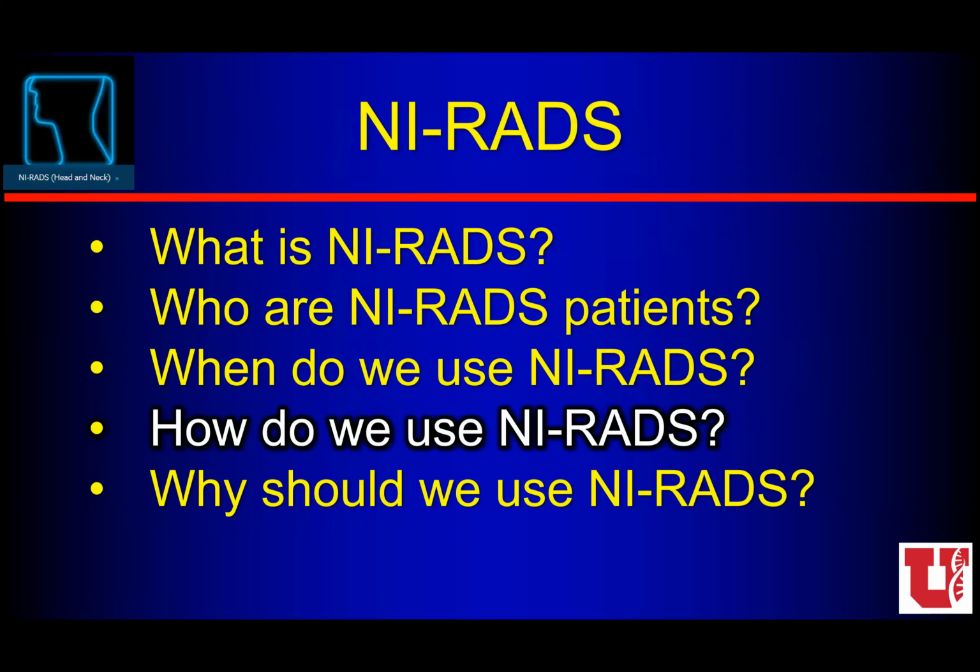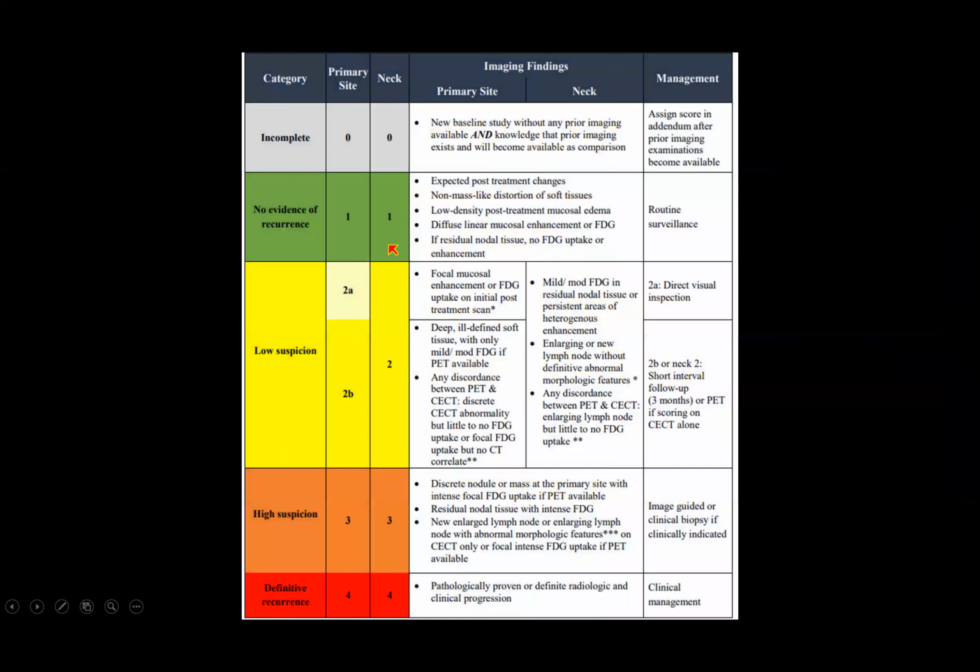So how do we use NI-RADS? So this is the big idea. So again, we have these different levels, 1, 2, 3, and 4. They're nice color-coded. We get more excited the closer to red we get. We did add the level 0. If it's a new baseline study, I don't have prior imaging, I don't have history, I may technically score that as a 0. Obviously, we don't use that very much in this system.